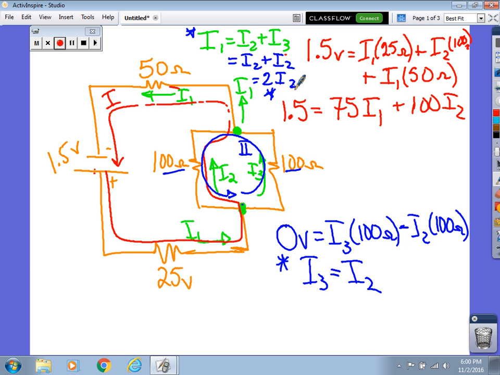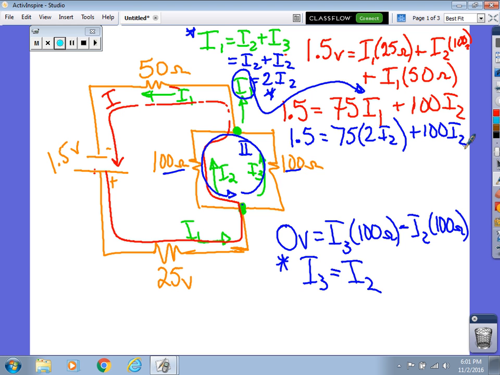And I can now take this and substitute it right there. So now my equation becomes 1.5 is equal to 75 times 2I2 plus 100 I2. That's a very solvable equation. I've got 1.5 is equal to 150 plus 100 is 250, I2.